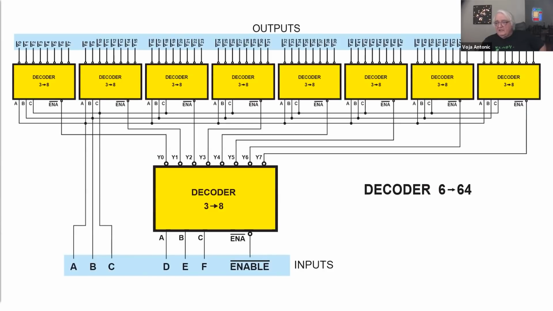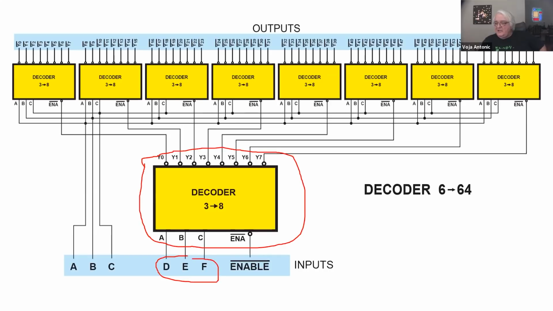I've told about 3 to 8 lines. It could be 2 to 4 lines or 4 addresses to 16 lines and so on. But if you need a bigger decoder, you can build it out of simple decoders. You see now you have this main one, which is supplied by high addresses D, E, and F. And it just addresses the 8 decoders, which are the same, but at the lower level. They are addressed by ABC addresses.